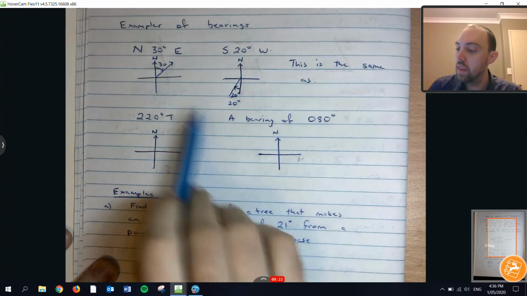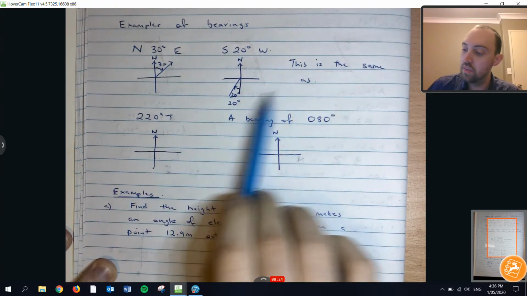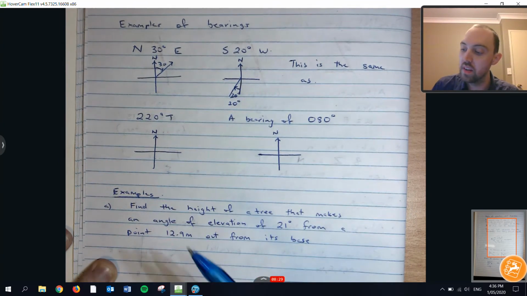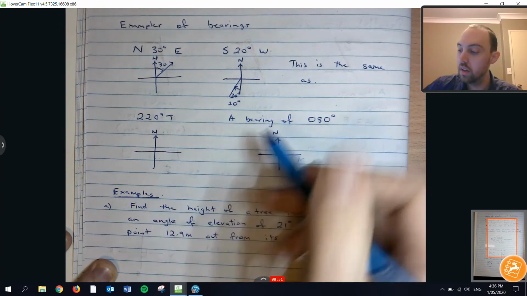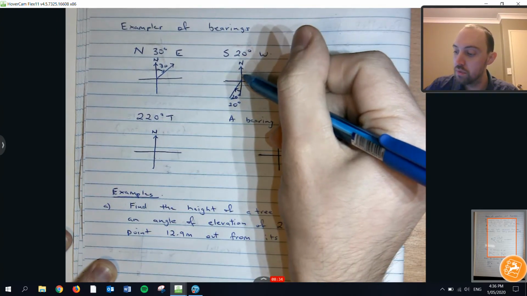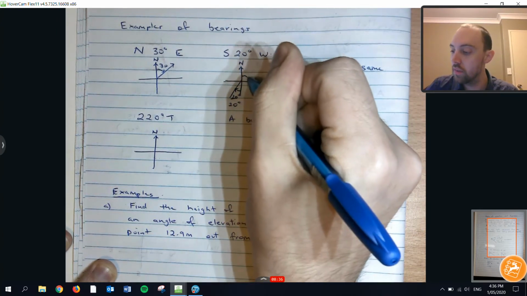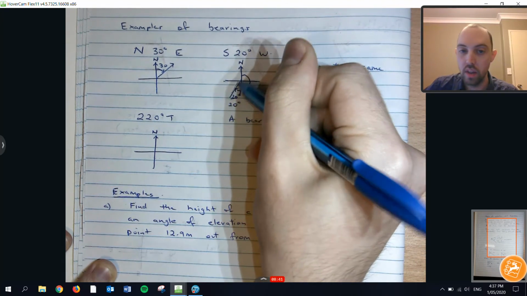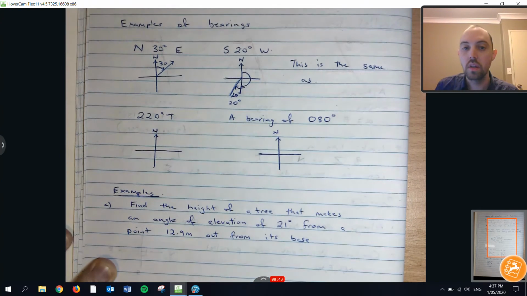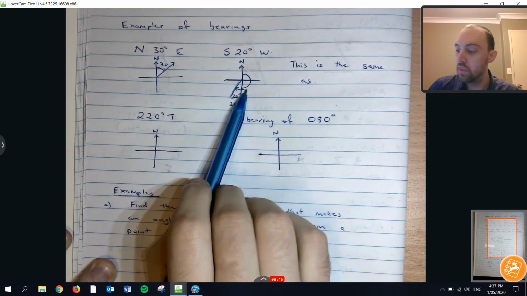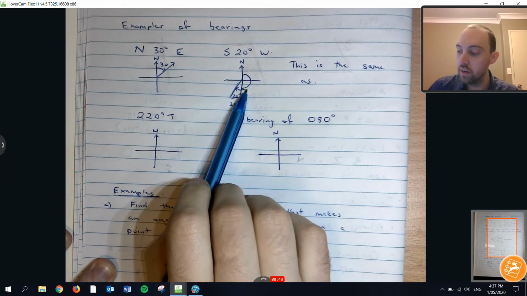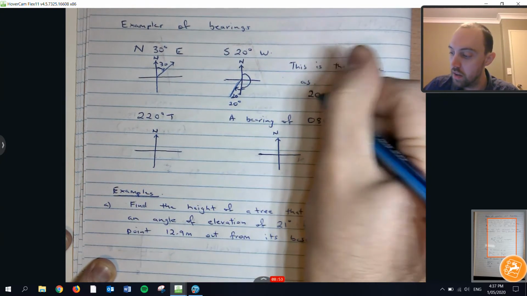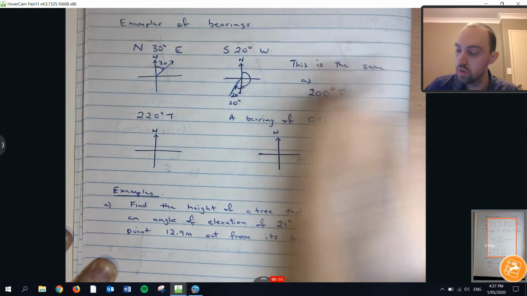Now note that sometimes you'll have the comparison south 20 degrees west. What is this as a true bearing? What is the angle to get from north traveling clockwise all the way to this line here? Well, to go from north to south, you've got to turn 180 degrees plus the 20. So 180 plus 20 is 200 degrees true.